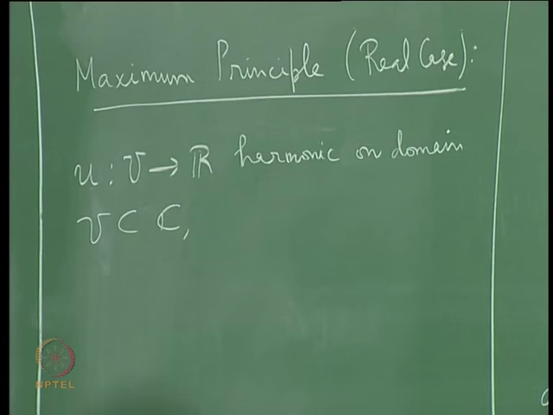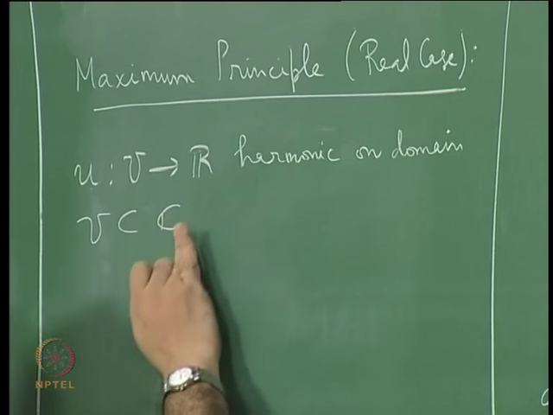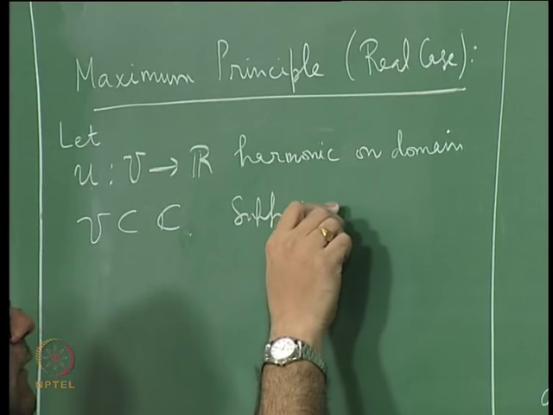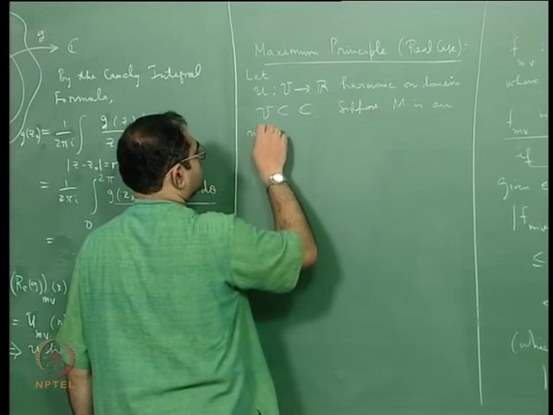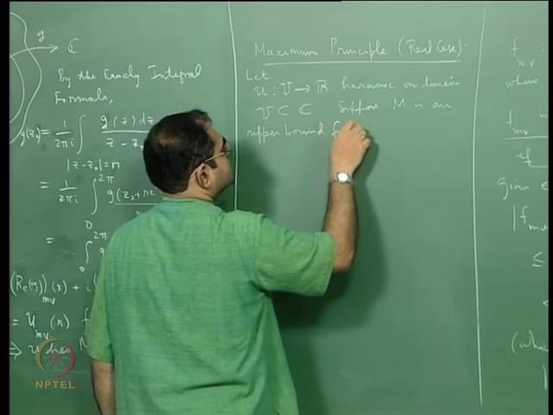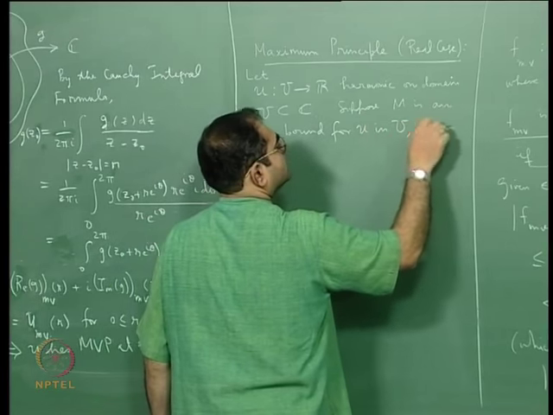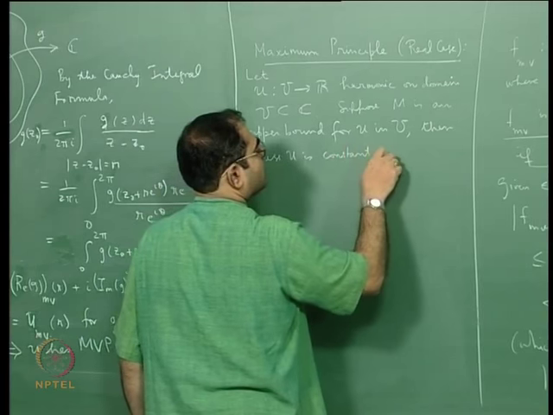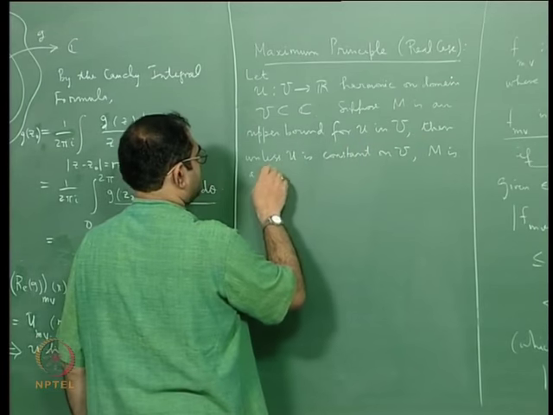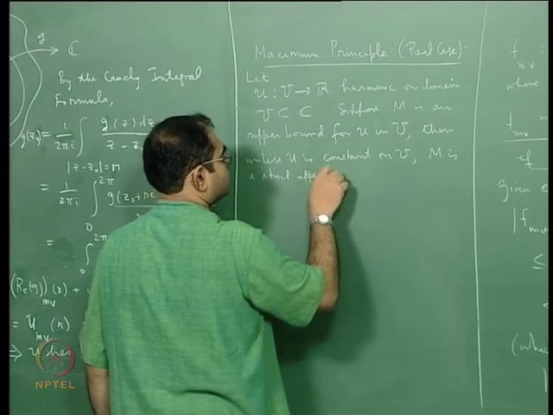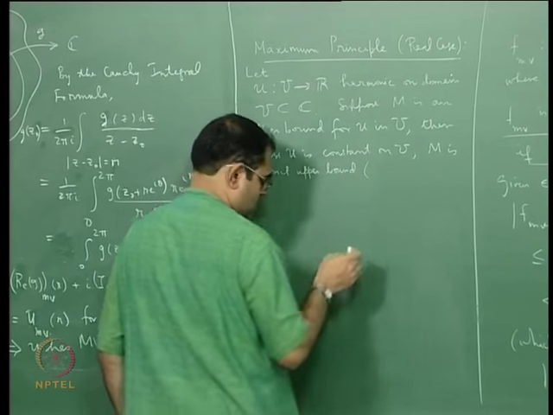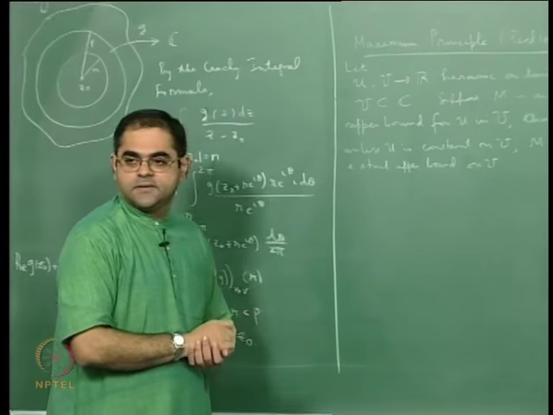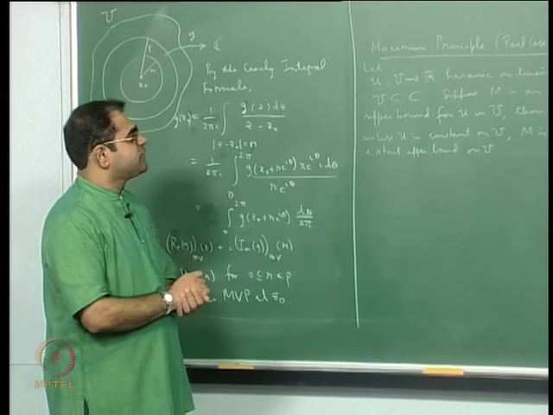and suppose M is an upper bound for u(z) for small z in capital U, then unless u is constant on U, M is a strict upper bound. I should say strict upper bound on U. Okay, so this is the maximum principle for real valued harmonic functions.